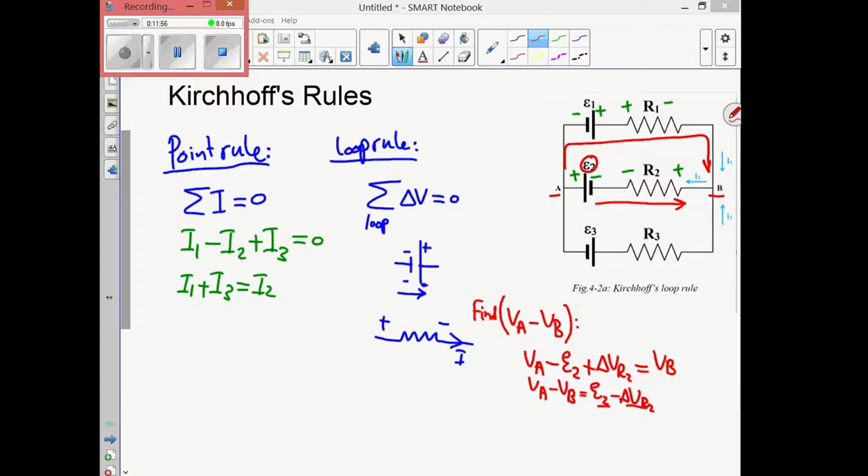Okay, so this is using route 1 and route 2. So here is route 1 and here is route 2. So I'm going to start again at point A and write down VA.